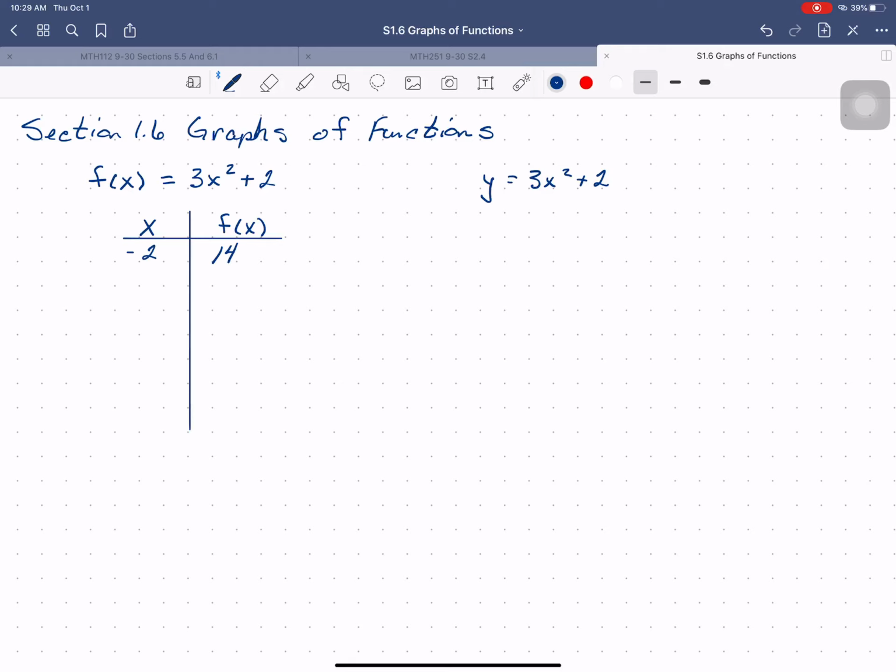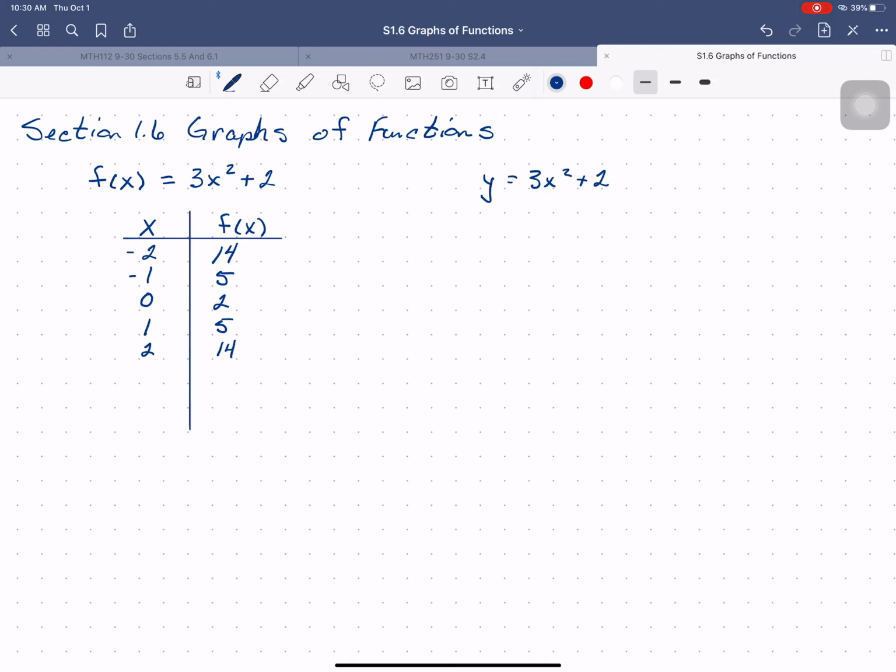If we do this same thing with an x value of -1, -1 squared is 1, times 3 is 3, plus 2 is 5. If x is 0, f of 0 is 2. f of 1 is again 5, and f of 2 is 14.